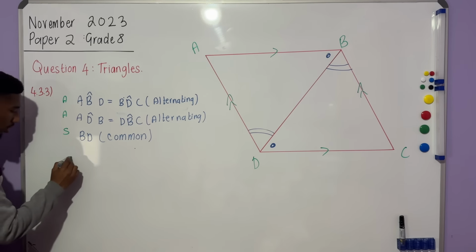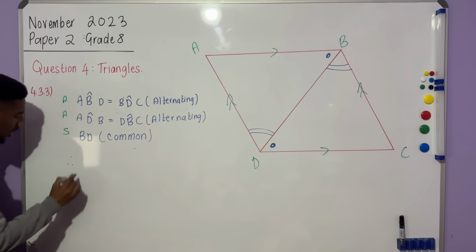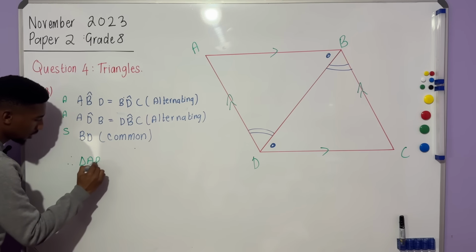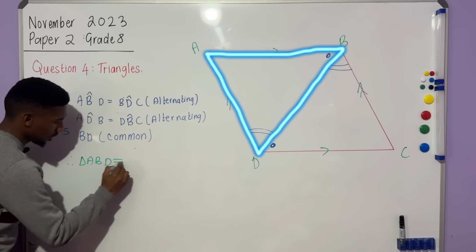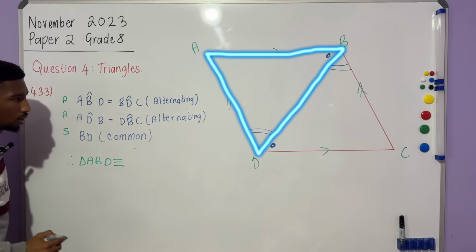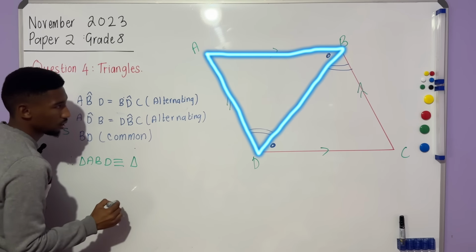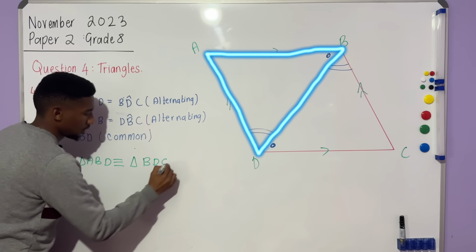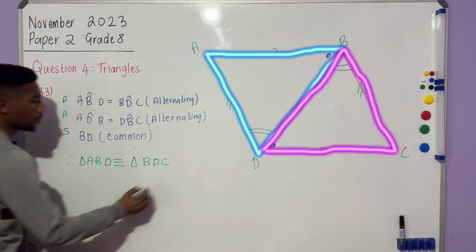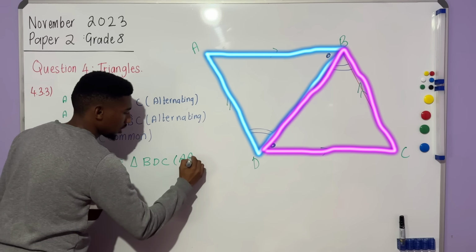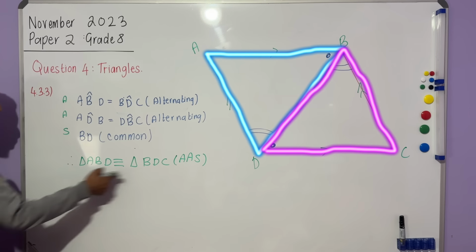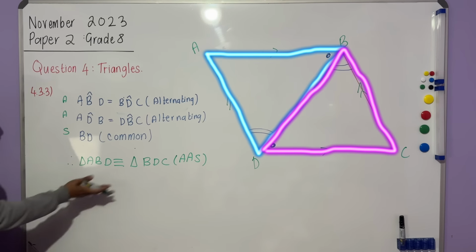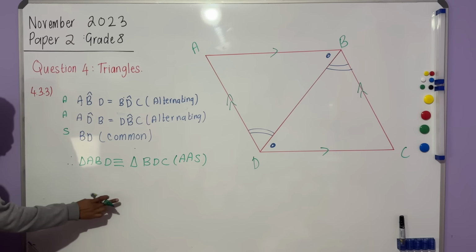So then you can say that triangle ABD is congruent to triangle BDC. Your reason would simply be angle, angle, and the side are equal for both triangles. Therefore, this is congruent.